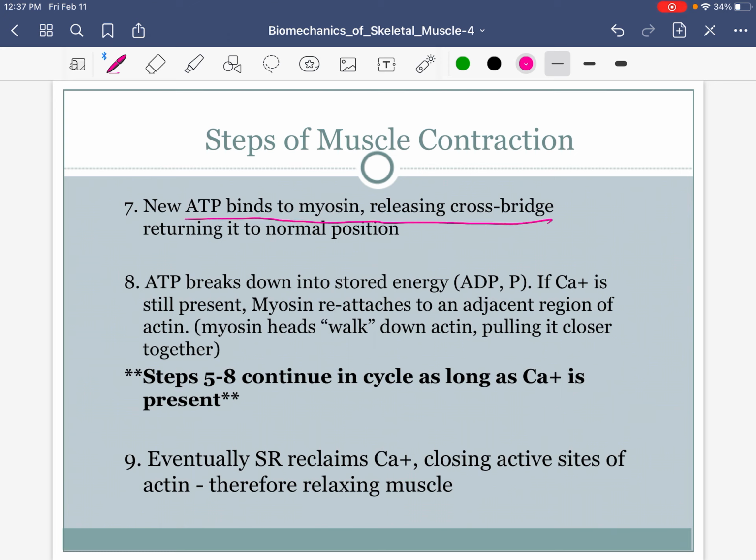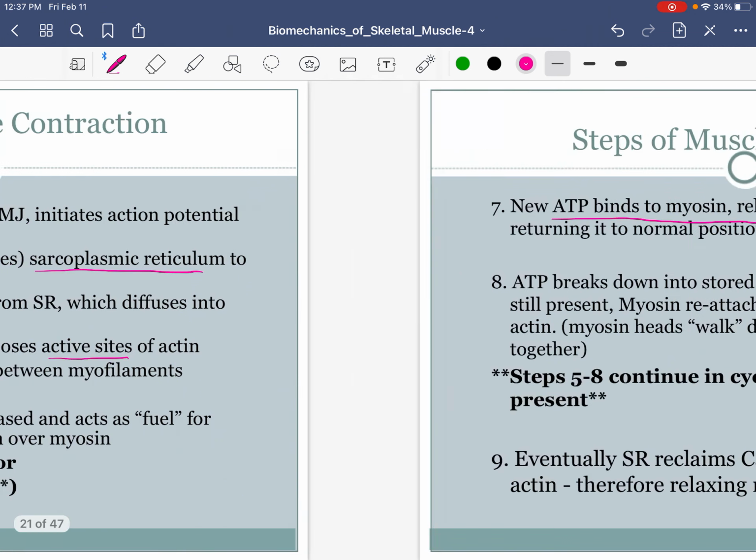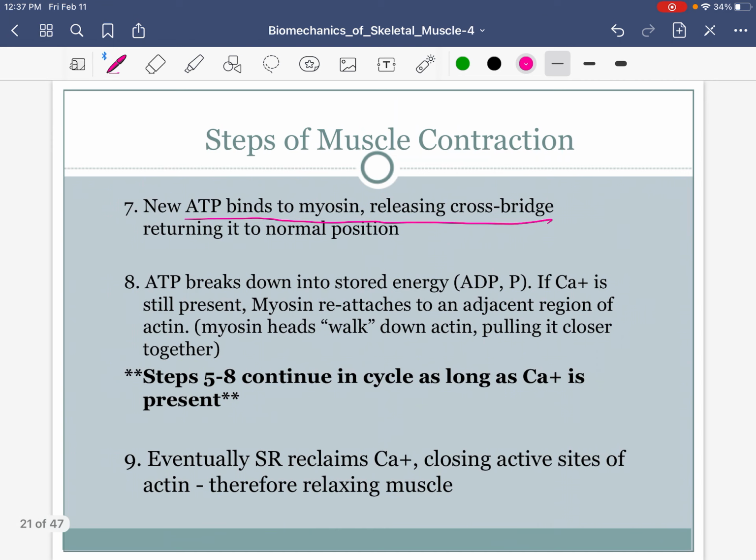But as long as we still have nerve impulses coming into the muscle, steps 5 through 8 will continue. Cross bridge, power stroke, release. Cross bridge, power stroke, release. Each time, the actin and myosin come further and further together. Eventually, there will no longer be any nerve impulses coming down, and therefore, the calcium will be reclaimed by the sarcoplasmic reticulum, and the actin and myosin will return to their original resting lengths.